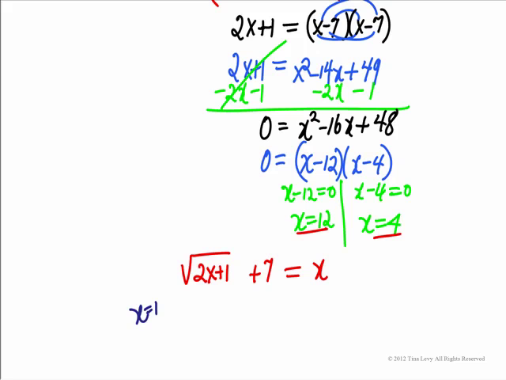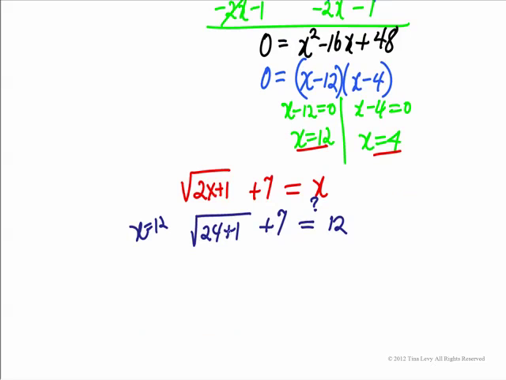I let x be 12, and I get radical 2 times 12, 24 and 1 plus 7. Is that 12? That's the question. And we get radical 25, which is 5 plus 7. 5 plus 7 is 12, so that certainly will work.